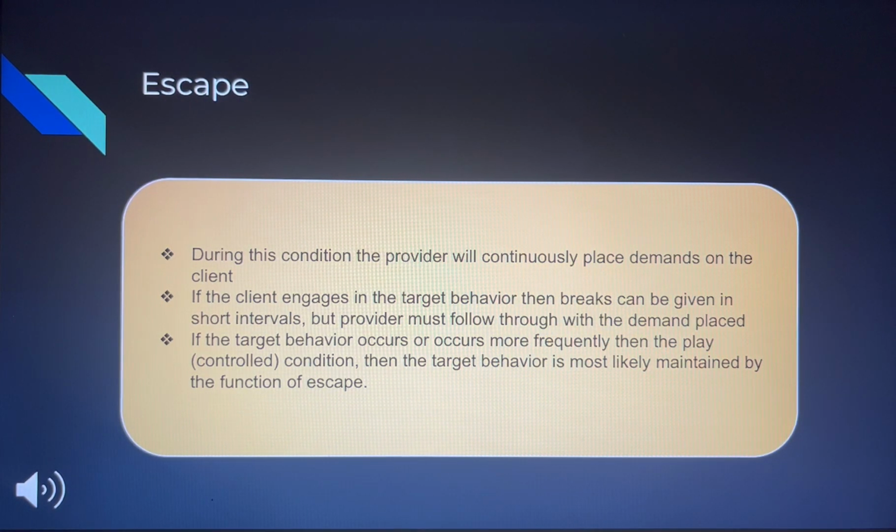For escape behavior, during this condition, the provider will continuously place demands on the client. Now this will look like taking the client to a table and having them engage in a matching activity. And if the client engages in the target behavior, for example, like elopement, then breaks can be given in short intervals, but the provider must follow through with the demand placed. If the target behavior occurs more frequently than the play-controlled condition, then the target behavior is most likely maintained by the function of escape.